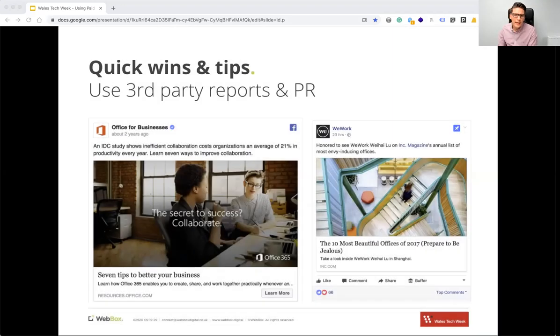And if you're mentioned maybe in an industry report, or you might be doing PR, let's jump on the back of that as well. So rather than just let that piece of PR or report publicize the content itself, jump on the back of that and use paid ads to increase the exposure of that content.